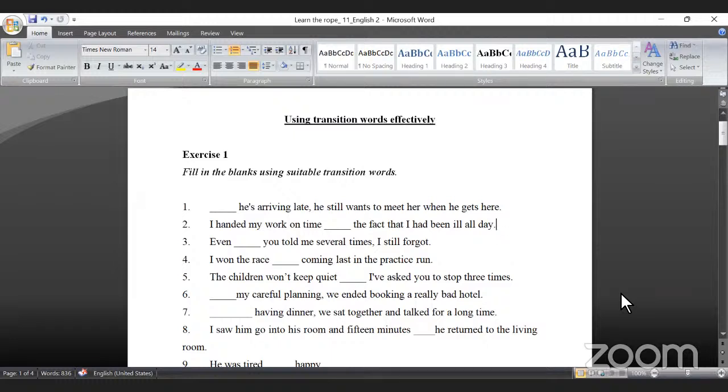In spite of coming last in the practice run. Yes, that's correct. Or you can also say despite coming last in the practice run. So another structure that you should keep in mind is this, the ing form.